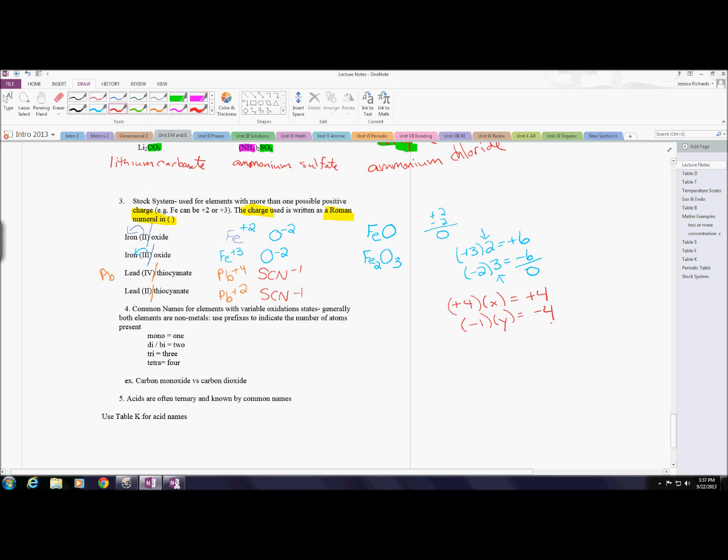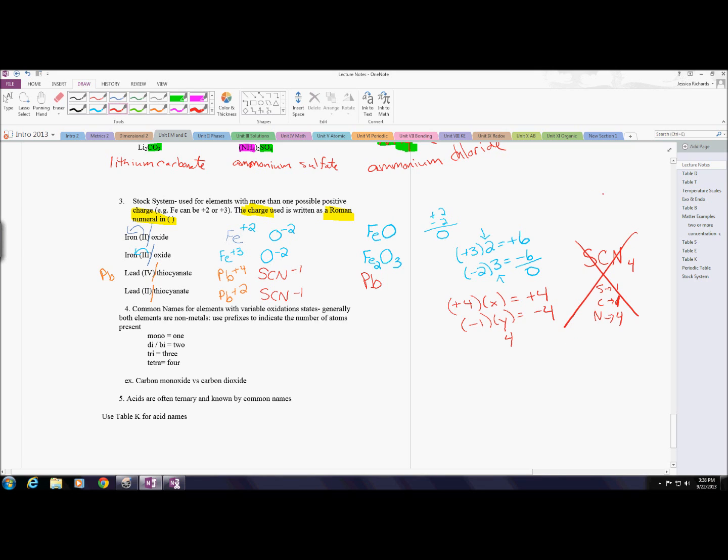This is the kind of algebra that you're doing in your head when you form these compounds. So to get a total of +4 charge, I need one of these +4 leads. So I write that as Pb. And to get a total of -4, I'm going to need 4 of these thiocyanate groups. Now you have to be really careful, because if you have your thiocyanate and you just put a 4 right here, what that means is 1 sulfur, 1 carbon, and 4 nitrogens. And that's not what we want.